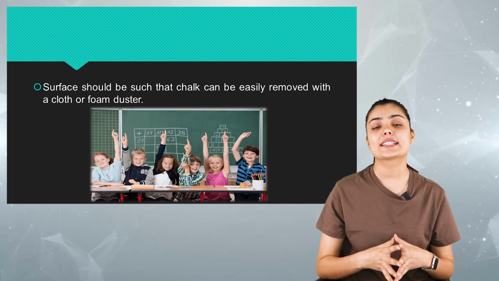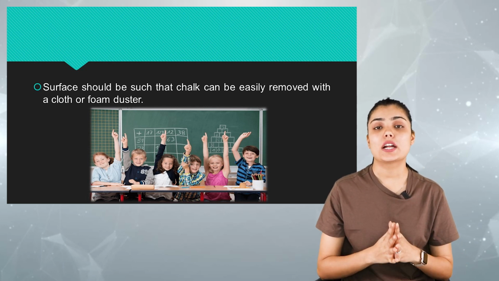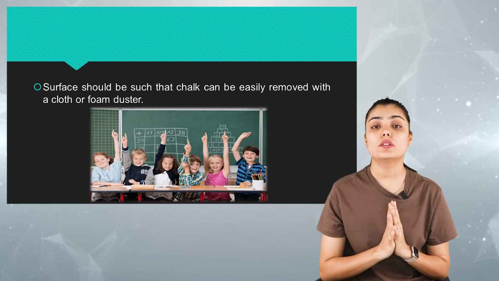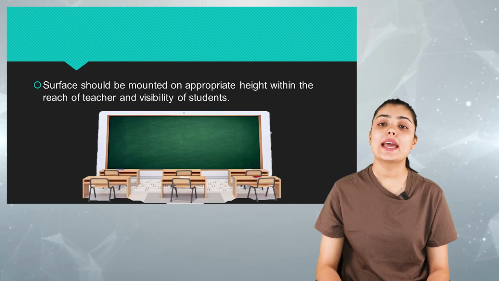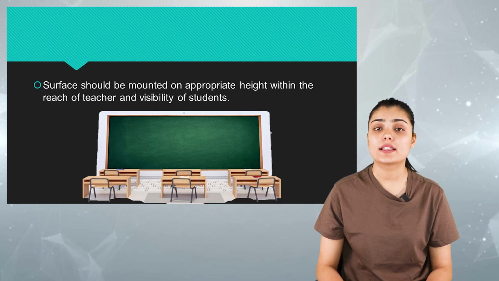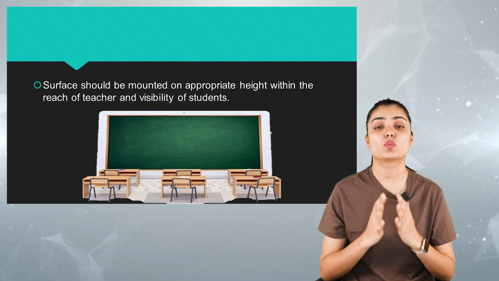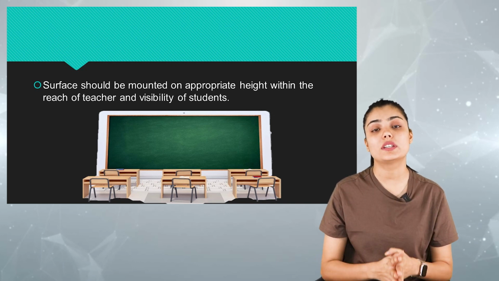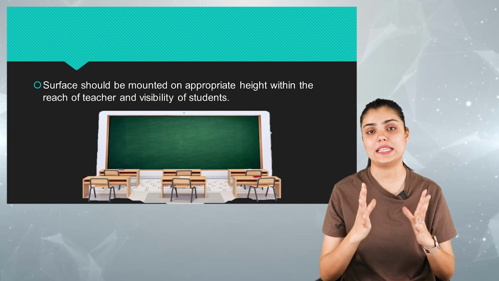The next characteristic is that the surface of the blackboard should be such that whatever is written on the board can be removed by a cloth or a duster. And the last characteristic is that the blackboard must always be placed in a position which is within the reach of the teacher as well as makes visibility easier for the students.